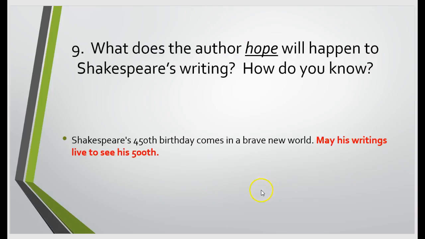All right, number 9, what does the author hope will happen to Shakespeare's writing, and how do we know? He hopes that Shakespeare will actually not diminish in his relevancy, even though that's his prediction. And that's because he tells us here that may his writings live to see his 500th birthday.